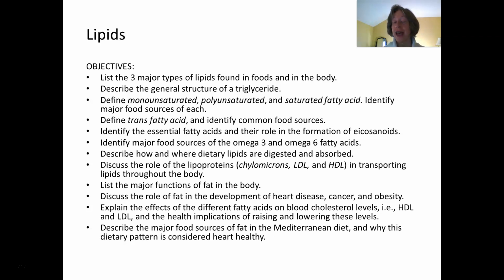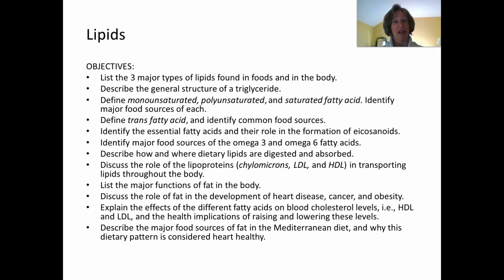So the 3 major types of lipoproteins include chylomicrons, LDL, which stands for low-density lipoprotein, and HDL, which stands for high-density lipoprotein. Each one of them is composed of the same thing, the same 4 components.